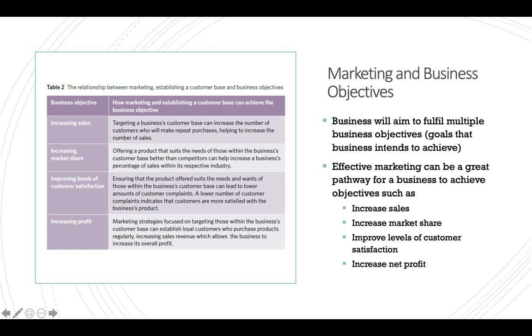All right. A business will aim to fulfill multiple business objectives, so goals that the business intends to achieve. We can look at increasing sales, increasing market share, improving levels of customer satisfaction, and increasing profitability. All of these are ones that we look at next year in terms of KPIs, key performance indicators, which is effectively a measure of how well the business is achieving its goals. If we want to increase sales, as an example, from a marketing perspective, we may target a business's customer base, and that can increase the number of customers who will make repeat purchases, helping to increase the total number of sales.